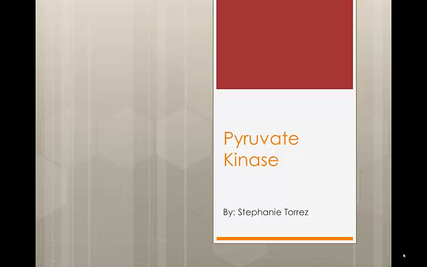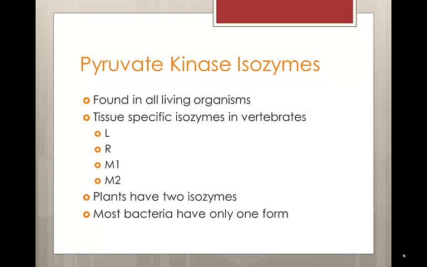This presentation is an overview of the enzyme pyruvate kinase. There have been multiple isozymes of pyruvate kinase discovered, and to refresh our memory, isozymes are enzymes that carry out the same reactions but differ in their amino acid sequences. Pyruvate kinase has been found in all living organisms. In vertebrates, there are 4 tissue-specific isozymes.